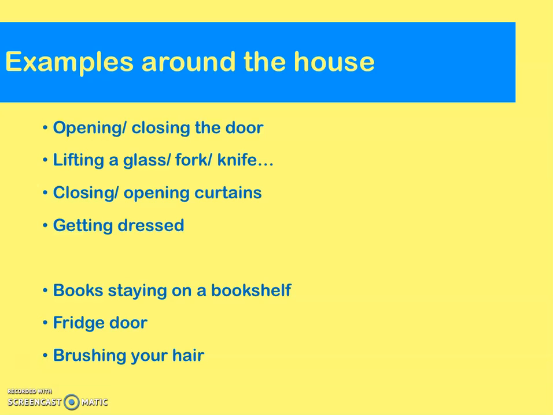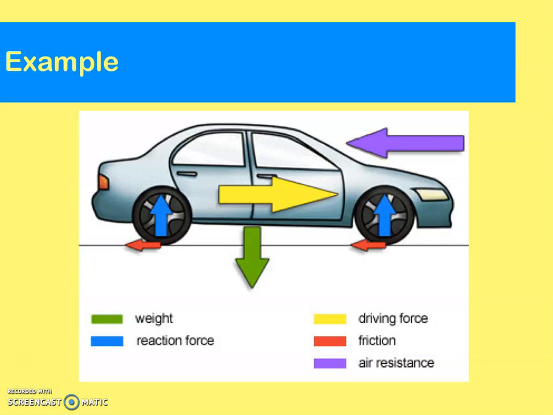If we look at non-contact forces, we could say that the books staying on the bookshelf is because gravity is holding them down on the bookshelf. The fridge door has a magnet in it, which is our magnetic force. And if you notice, sometimes when you brush your hair, it may get static electricity. This is also a non-contact force.